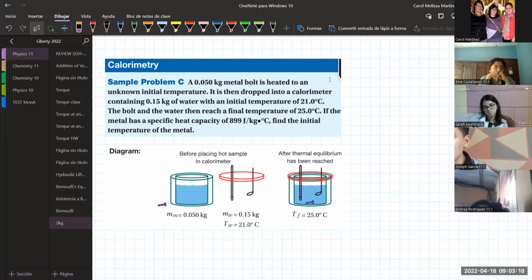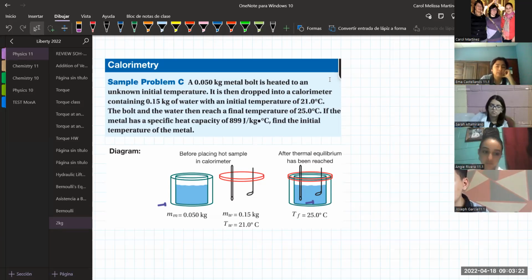What is the first thing that the problem is giving me? Mass of weight. The mass of what? Of the metal bolt. Aha, okay, the metal. Okay, so in this kind of exercises, we need to separate our givens into the two objects.